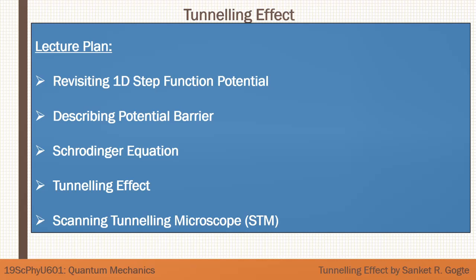We will first revise the one dimensional step function potential that we discussed in the last lecture, and here the emphasis will be on the procedure rather than the results. Then we will describe the potential barrier, which is the potential that is to be solved to study the tunneling effect. Then we will write the Schrodinger's equation for this potential barrier, and instead of deriving in detail, I'll discuss the final result, which is widely known as the quantum tunneling effect.